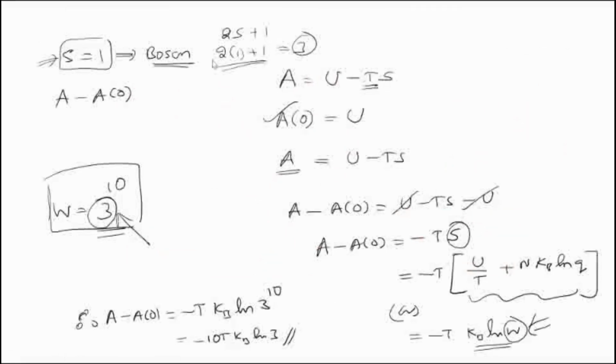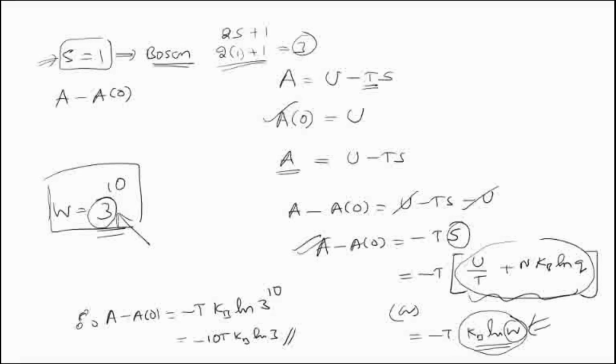Helmholtz free energy, we already know it is U minus Ts, a thermodynamic relation. Okay, when temperature is 0 Kelvin, Helmholtz free energy and internal energy are one and the same. Okay, if you go to any other temperature, then Helmholtz free energy is equal to internal energy minus Ts. So if you take the difference, A minus A naught equals minus T into entropy. Yes. Entropy, you can use this formula, or also you can use the Boltzmann formula. So I'll use the Boltzmann formula here, Kb ln W.